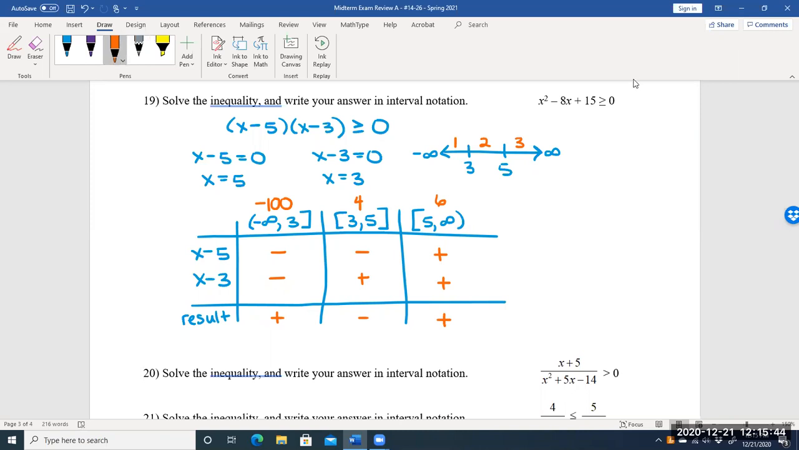Now, since we want x squared minus 8x plus 15 to be greater than or equal to 0, I am going to choose the positives. We're looking for a positive result. And so my solution set would be the union of the first interval and the third interval.